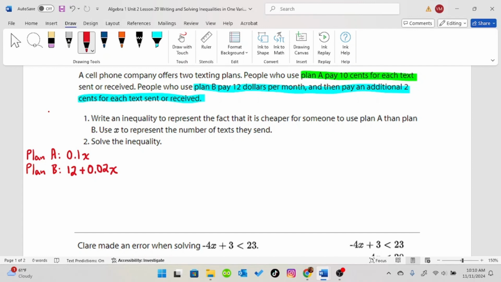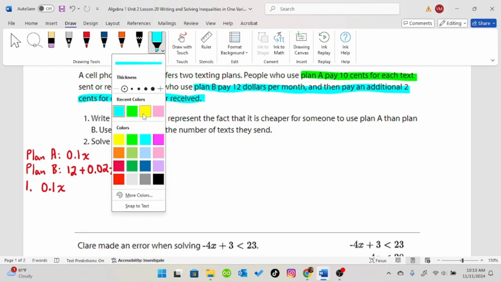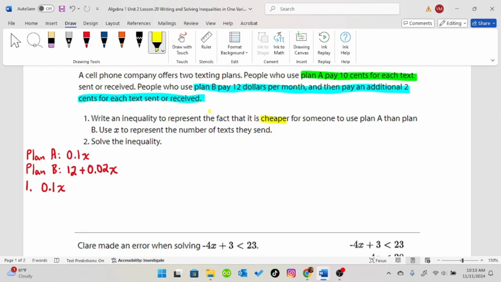Now, number 1 wants us to write the inequality to represent plan A being cheaper. So for number 1, plan A is 0.1x, and if it is cheaper to use plan A, then that means we would put less than plan B, 12 plus 0.02x.